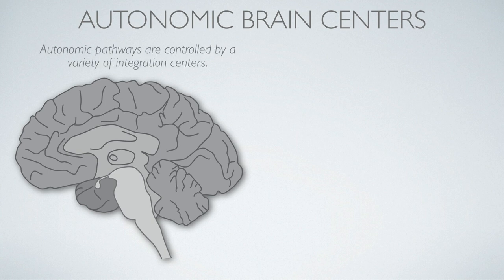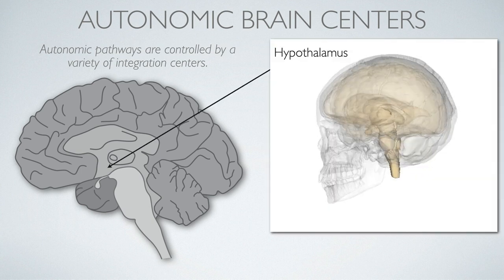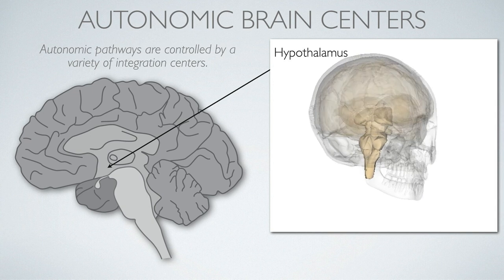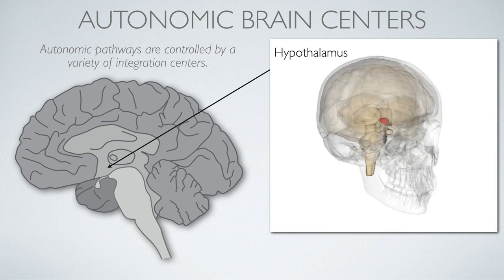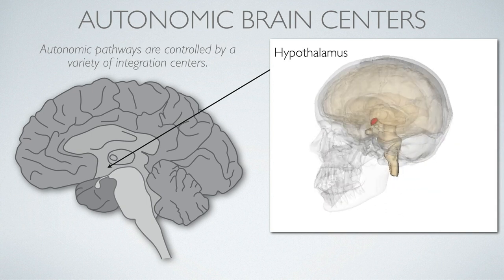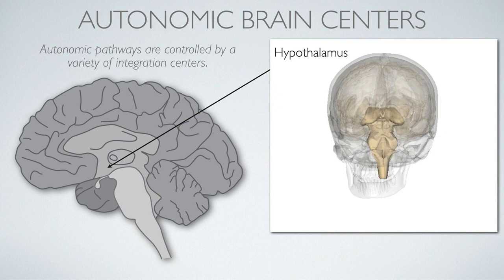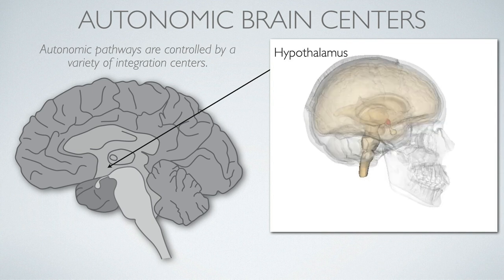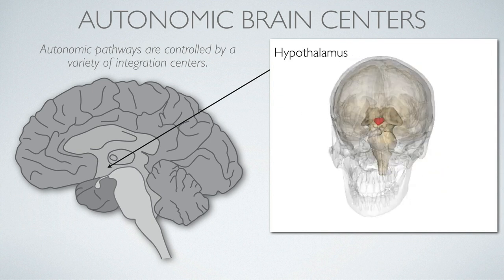Autonomic pathways are controlled by a variety of integration centers. I will mention, and already have mentioned in the case of thermoregulation, the hypothalamus. And we see a CT scan on the right that highlights the hypothalamus. It's that little heart-shaped piece of the brain. It's associated with the anterior pituitary. We'll get into that later.